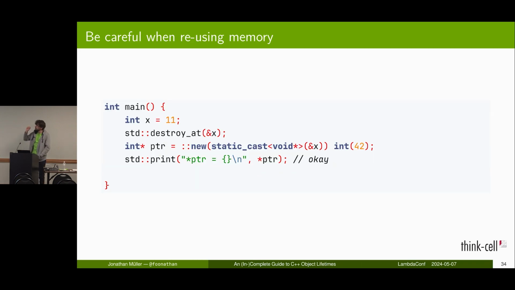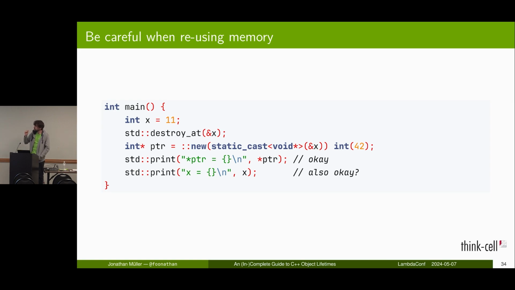Now, back to this example. We're having our int, we're just ending its lifetime, we're creating a new one in its place, and then we're using the pointer that we got from placement new. This is fine. Now, what about this? We've destroyed our int, we put a new int in its place, and we continue using the name of the variable. Is this okay?